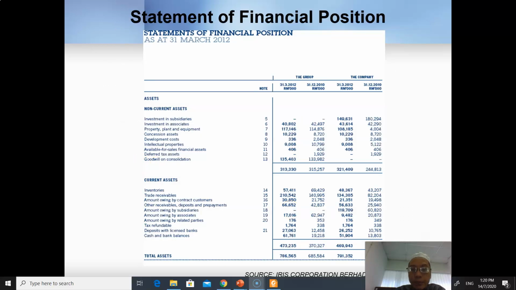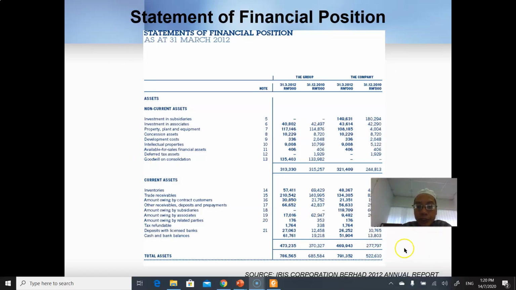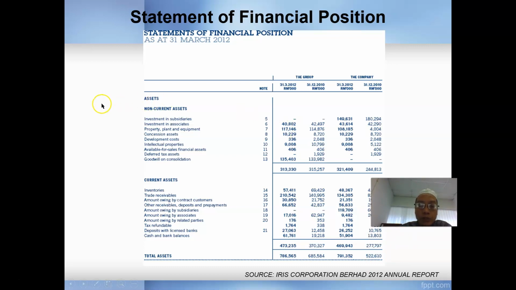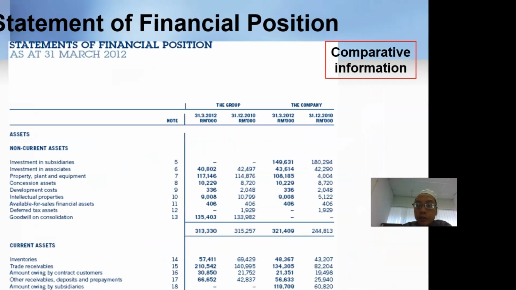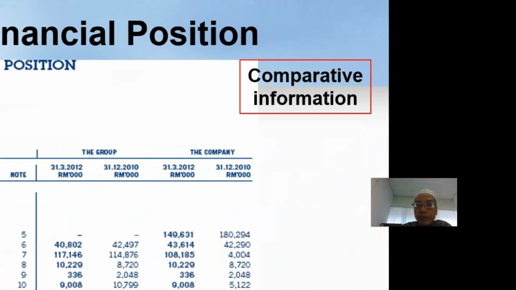So this is an example of a statement of financial position of one company. This is the Iris Corporation Berhad 2012 annual report. As you can see, in this statement, it shows the comparative information. The statement shows the 2012 financial statement as compared to 2010. This is the comparative information that they are showing.